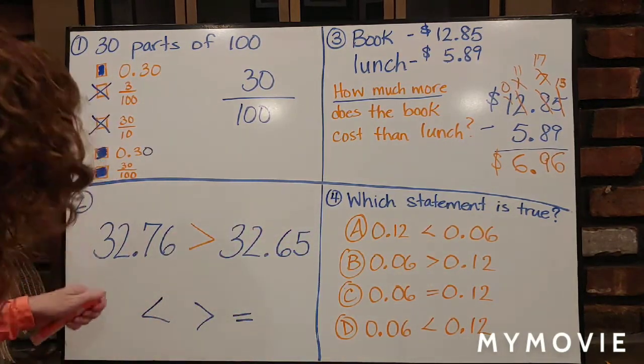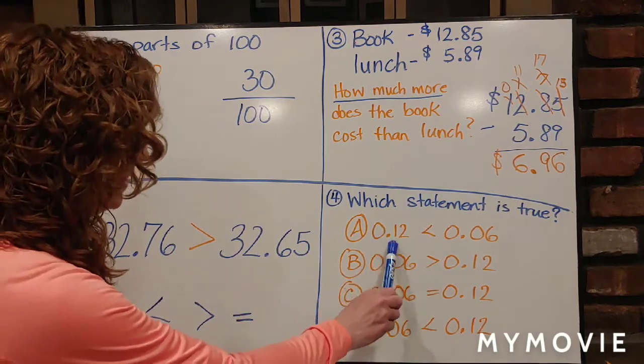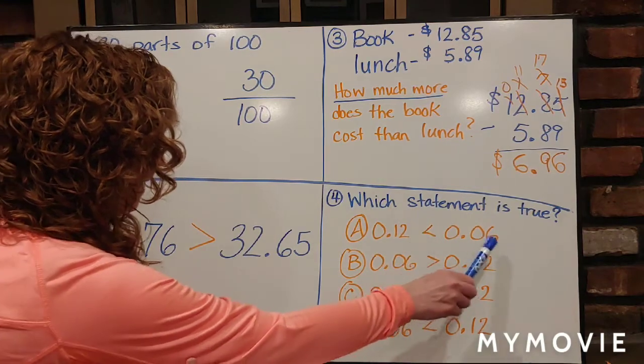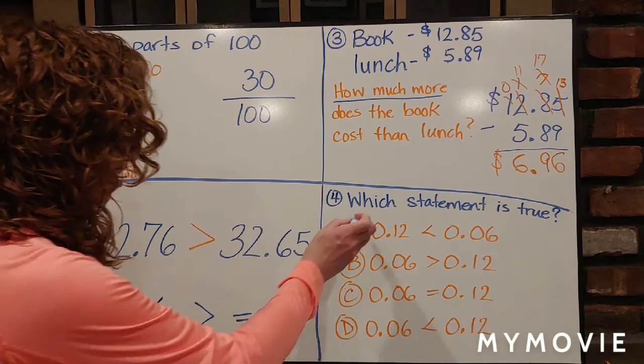So in the first one, A, it says 12 hundredths or 12 cents is less than 6 cents. Is that true? 12 cents is less than 6 cents? No.